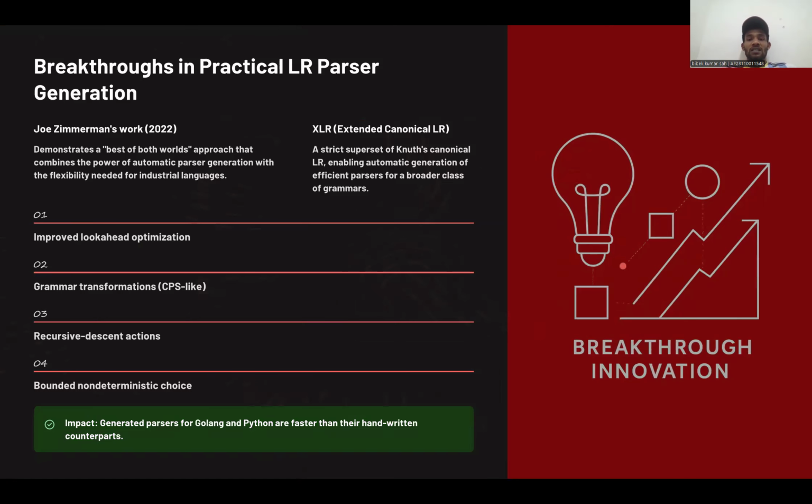Slide 6 is practical breakthroughs. Recent advances in LR parsing have made it even more efficient and practical. In 2022, Joe Zimmerman introduced improvements such as XLR parsing, which enhance traditional LR techniques by optimizing look-ahead handling and grammar transformation. These improvements allow parsers to handle more complex languages with better performance. In some cases, automatically generated LR parsers have even outperformed handwritten parsers for languages like Go and Python.